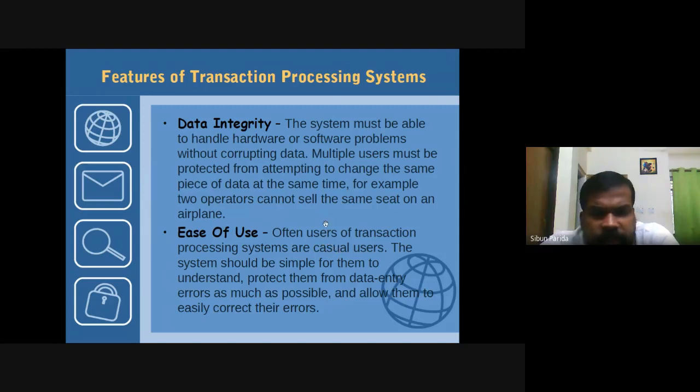Ease of use. Often users of a transaction processing system are casual users. The system should be simple for them to understand, protect them from data entry errors as much as possible, and allow them to easily correct the errors. Those who are using the advanced version of Notepad or compilers know that suggestions come automatically when you are typing a keyword, showing whether it is a keyword or not. So why do these things come? Because this is the ease of use.